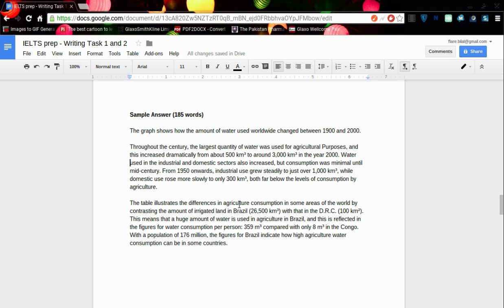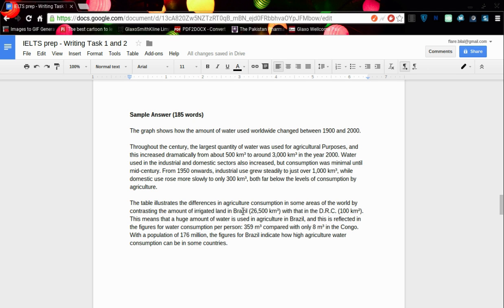The table illustrates the differences in agricultural consumption in some areas of the world by contrasting the amount of irrigated land in Brazil with that in the DRC. Now he's using DRC. This is an incredible thing that you can do on your own. Now none of the information in the above table or the graph showed any sign of writing DRC, but using DRC presents that you have an understanding of abbreviation, using abbreviation when you have to say one word.